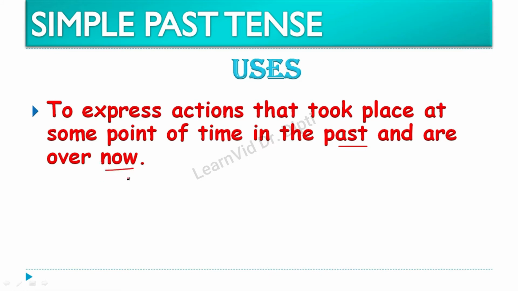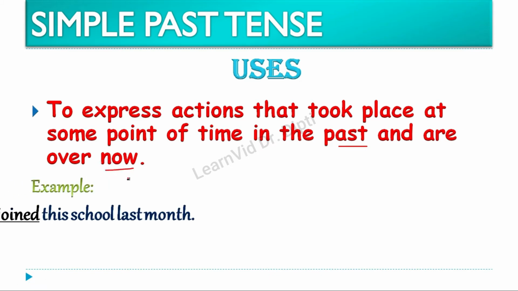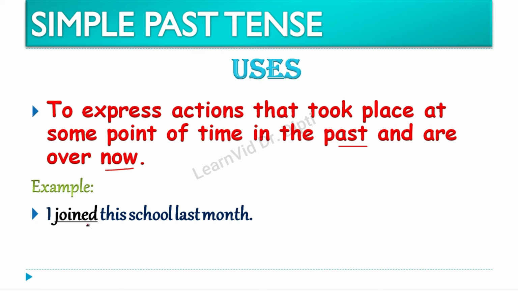तो इसको हम एग्जाम्पल से समझ लेते हैं. पहला एग्जाम्पल है I joined the school last month. So over here this action of joining the school, it has taken place in the past, that is in the last month, and it is over now. At the present moment this is over. So I joined this school last month. So this is the first use of simple past tense.